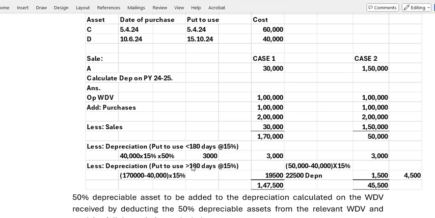Now, for more than 180 days, how will you calculate? From the total 1,70,000, you have to deduct the asset used for less than 180 days. For the balance amount, you are to calculate the full depreciation, so 15% you have to find out. Now you are getting 19,500. Both together, you will get a total depreciation of 22,500. This depreciation is to be deducted from the total, and you will get 1,47,500.